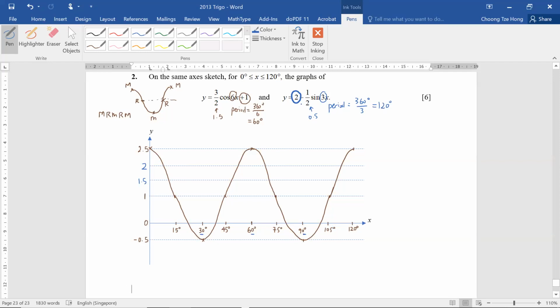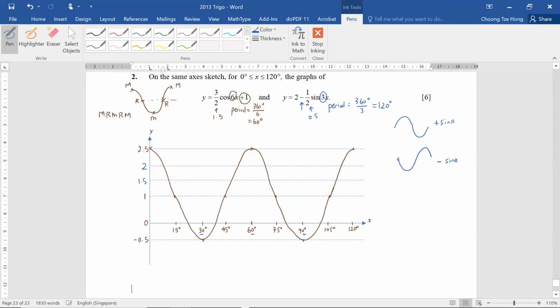One thing to notice, this is a negative sine graph. Negative half sine 3x. A positive sine graph will look like this, so the negative sine graph will just be the opposite shape, like that.